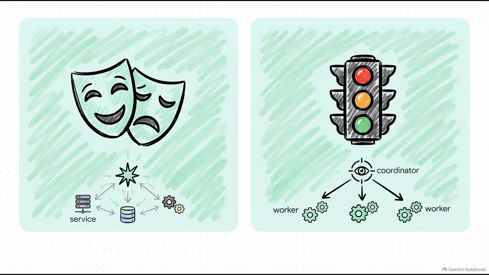On the other hand, we have orchestration, and this relies on a central workflow coordinator. It acts essentially like a traffic cop. It sends explicit commands. It tells inventory, hey, reserve stock, waits for the response, and then explicitly tells the payment service, okay, charge the card now.